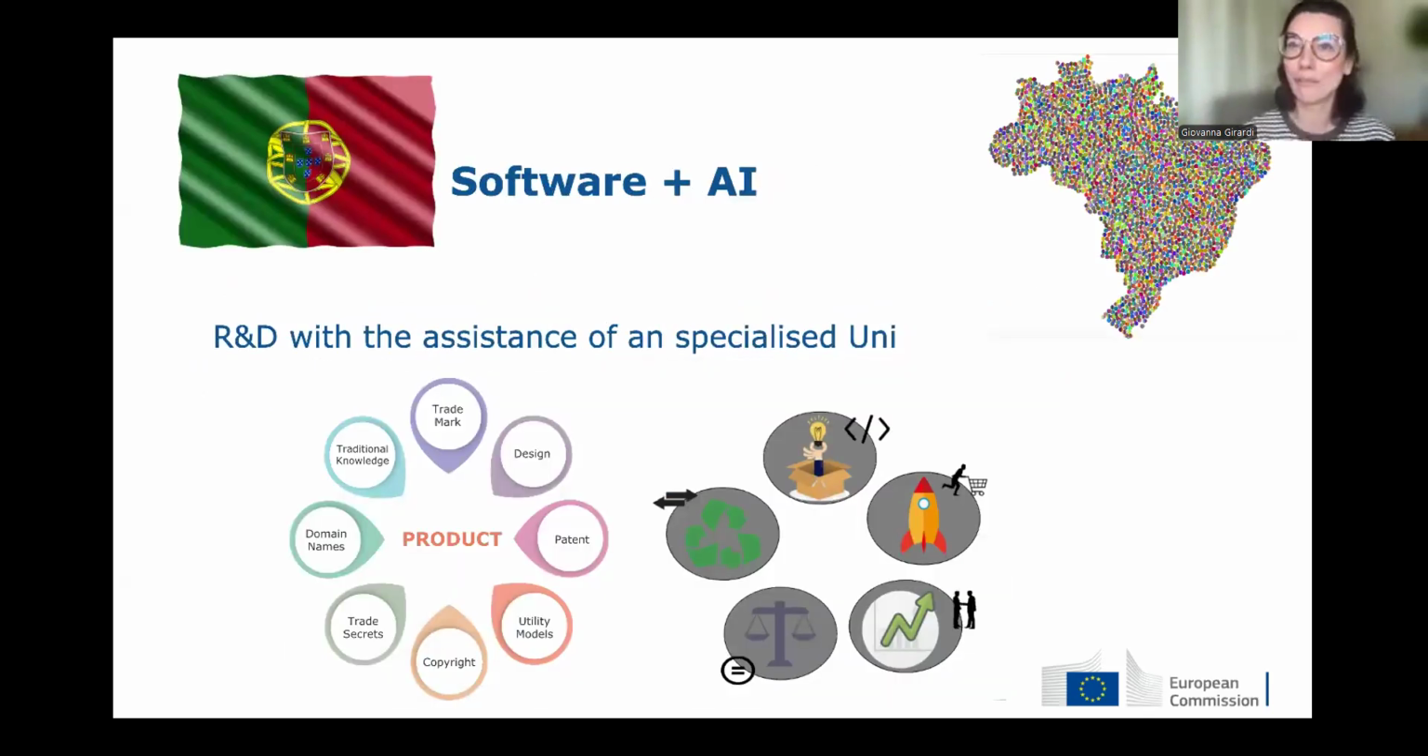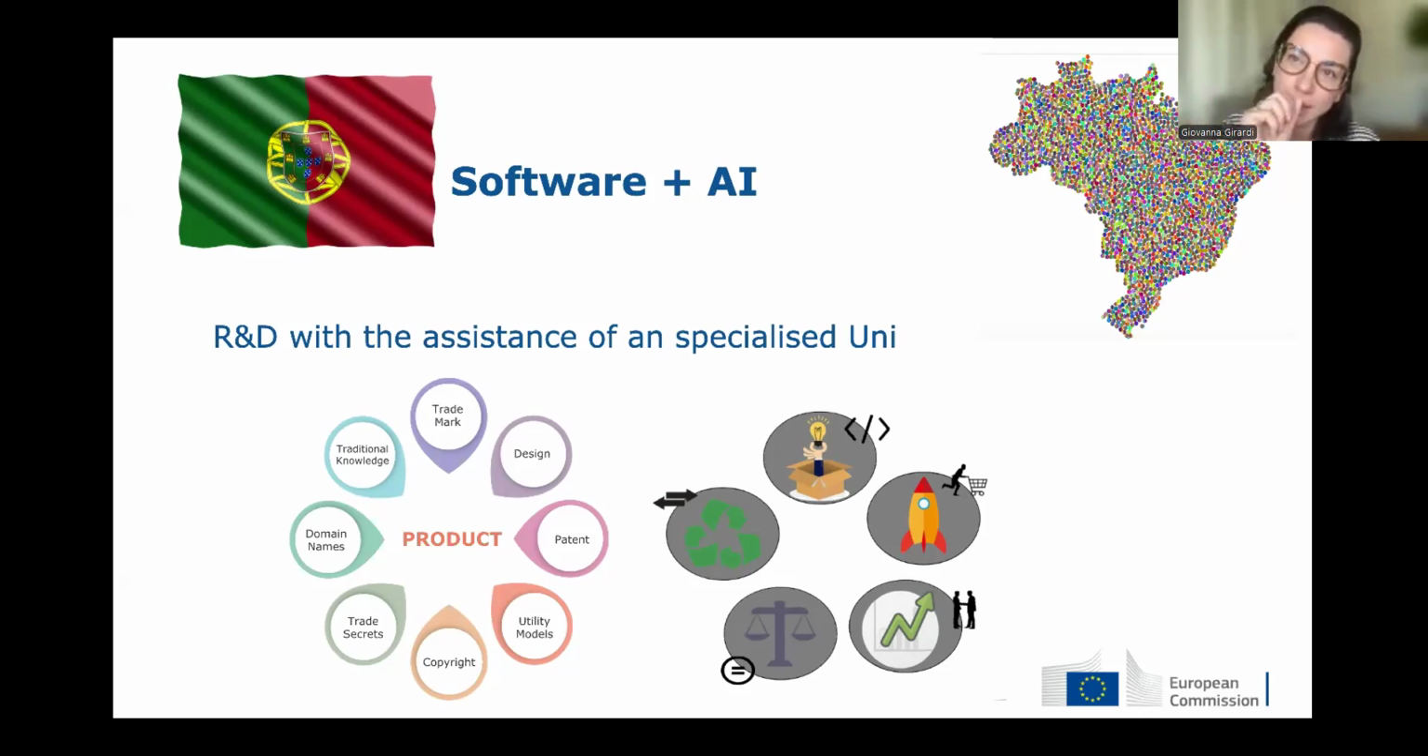Now, for a case study, this is a real case study. A Portuguese company came to the Latin American Helpdesk asking for assistance. They were developing an AI tool in the area of face recognition, and they partnered in the idea creation, with the research and development, with a university in Brazil. Obviously, they needed a trademark. They also filed for a patent, just basic IP rights there.